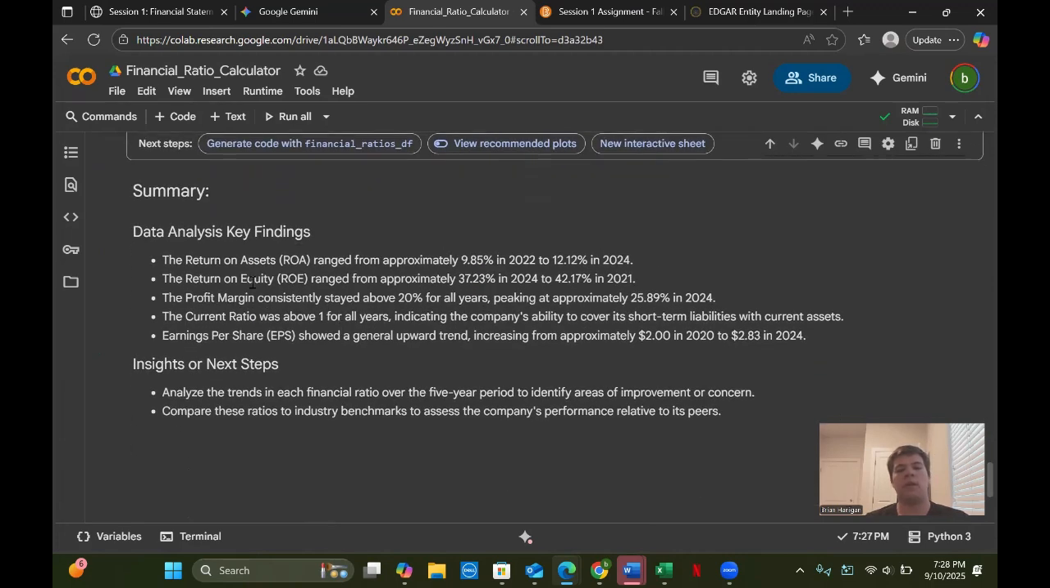Down here, the range, you can see about a 3% difference, 5% difference there. Profit margin stayed around 20%. Earnings per share, an upward trend. And that's what we can conclude there.